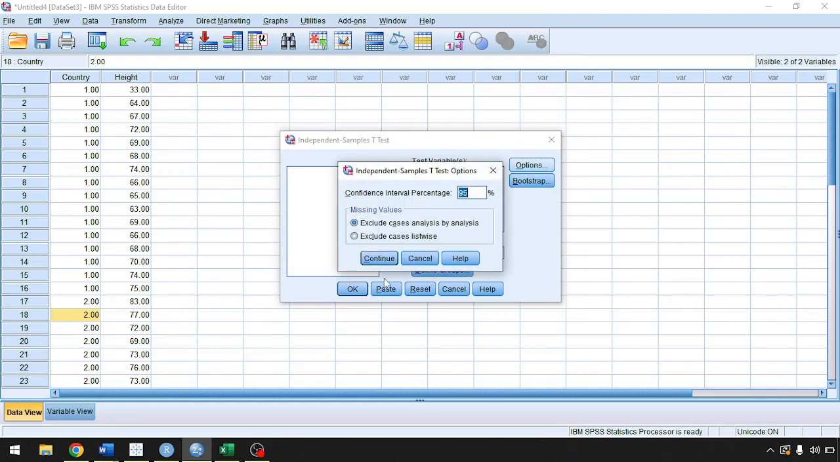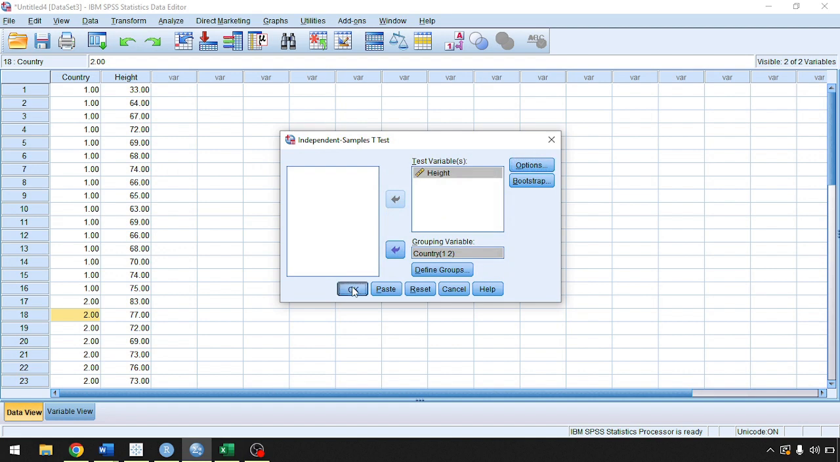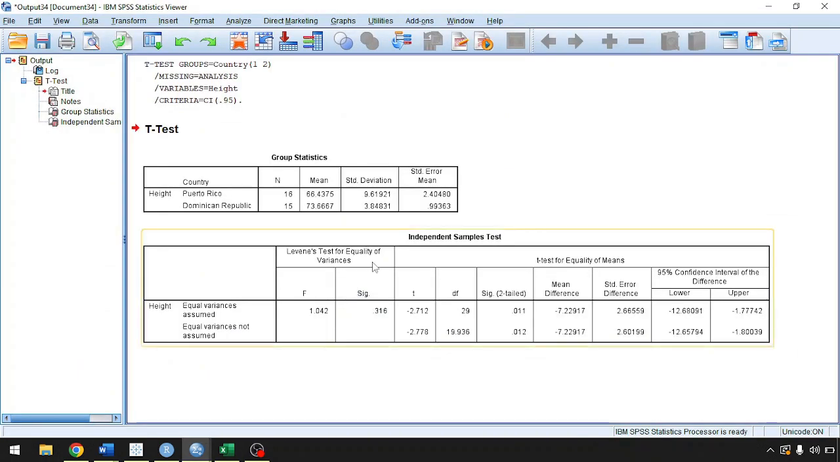Then click on OK. Always, since we have selected our p-value as 0.05, we would like to put 95%. This is the reverse of the p-value, a 95% interval, as a confidence interval. So click on OK, and bingo, we go to the output. So this is the result of our test.